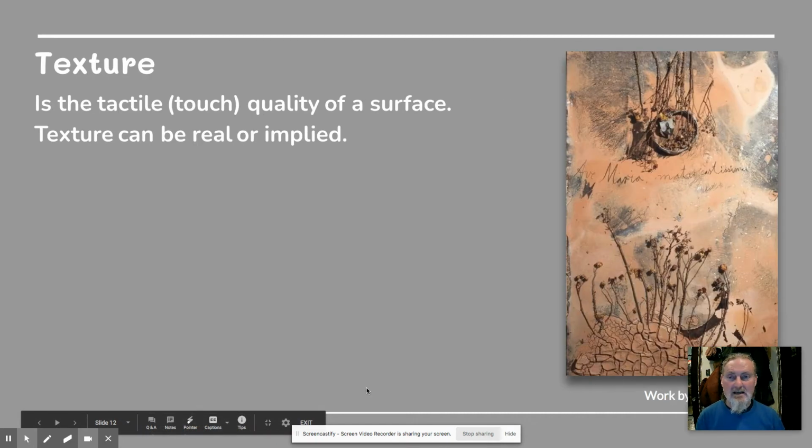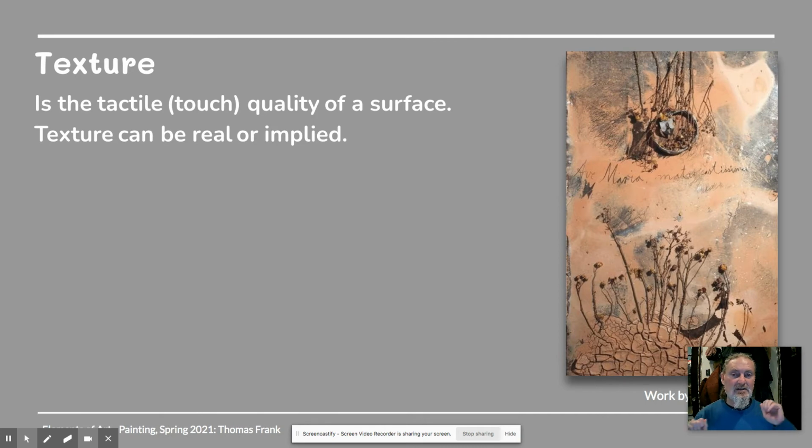Texture. Texture is the tactile or touch quality of the surface. Texture can be real or implied. So you can draw the sense of a texture. So you're thinking about how it feels to the touch. Is it smooth? Is it hard? Is it sharp? Or is it soft? These are the textures that you'll be dealing with. All right, so those are the elements of art to begin with.